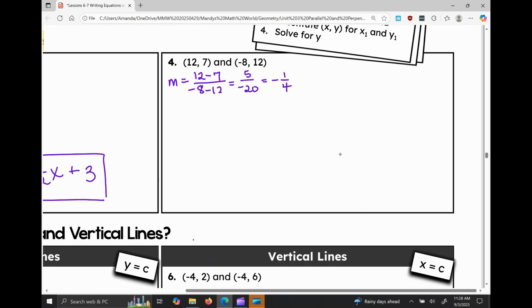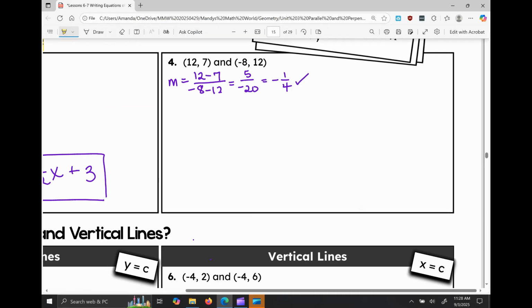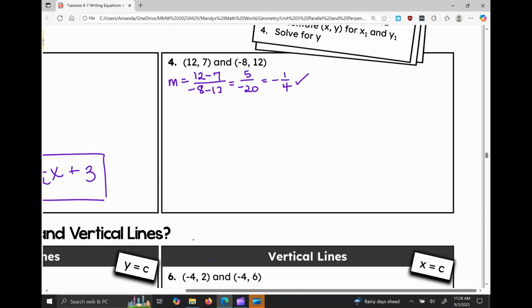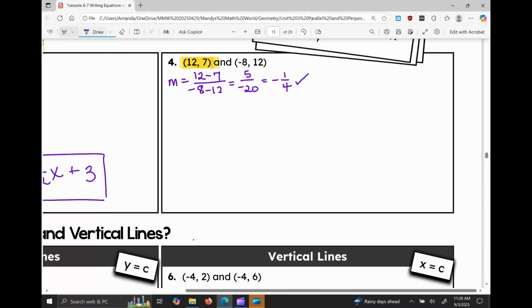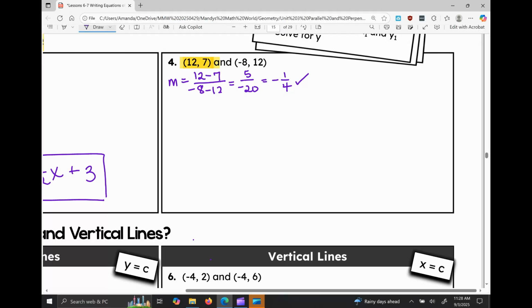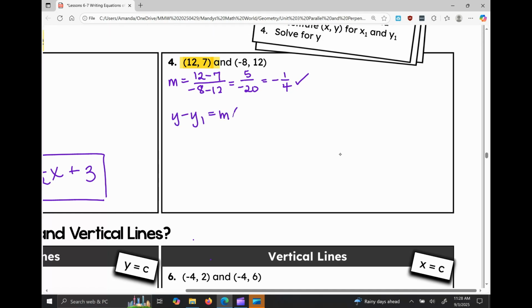Now I have the slope of the line. We're going to plug in this slope and one of these points into point slope form of a linear equation. So we just need to pick a point. I'm going to use 12, 7 as the point. And it didn't highlight. 12, 7. There we go. Okay. Point slope form of a linear equation is y minus y1 equals the slope times x minus x1.